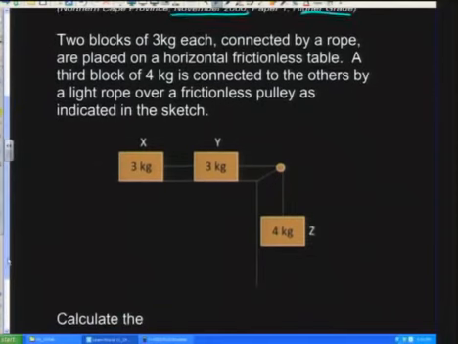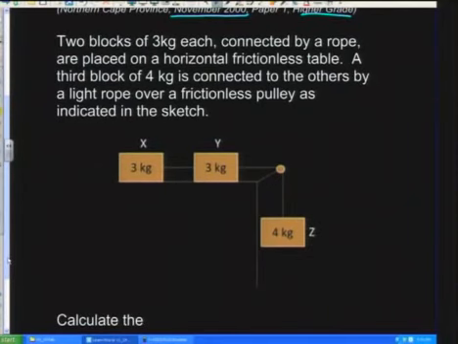So we can go and have a look at it. It says, 2 blocks of 3 kilograms each are connected by a rope. There they are. There's the 3 kilogram blocks. They're placed on a frictionless horizontal table. A third block of 4 kilograms is connected to the others by a light rope over a frictionless pulley, as shown in the sketch. So all of that is there.